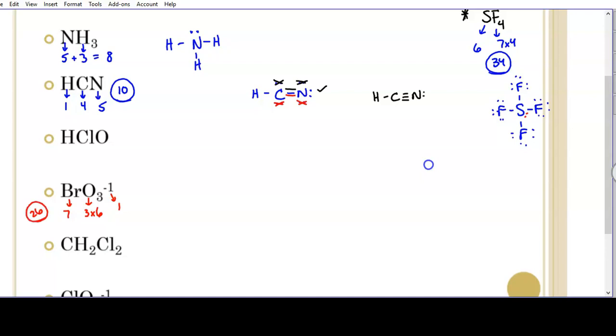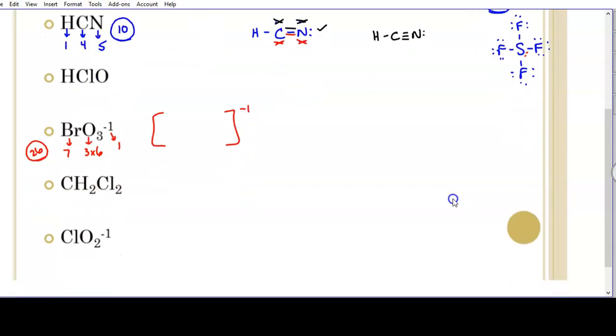When you're drawing the dot structure for an ion, you draw it the same way you normally would, but you put it in brackets, and you put its charge on the outside. Now that being said, I would like it if you tried the remaining 4. Please pause the video and attempt these now.